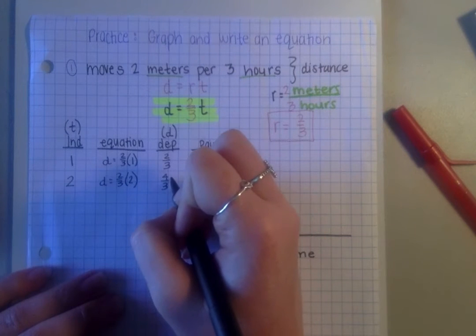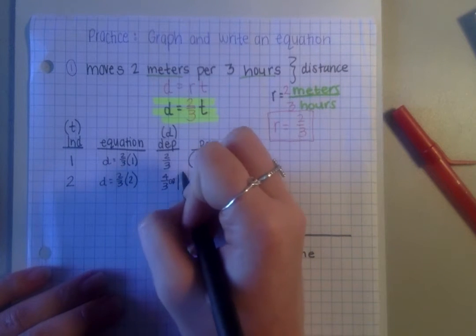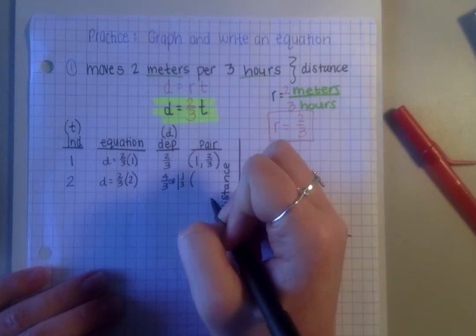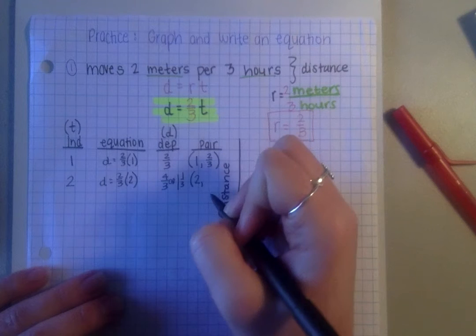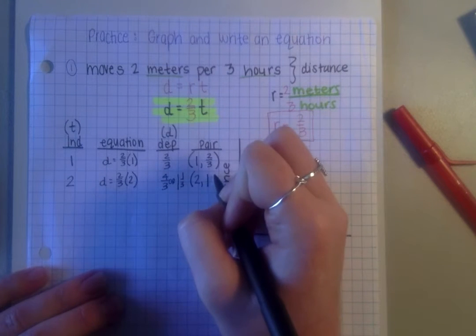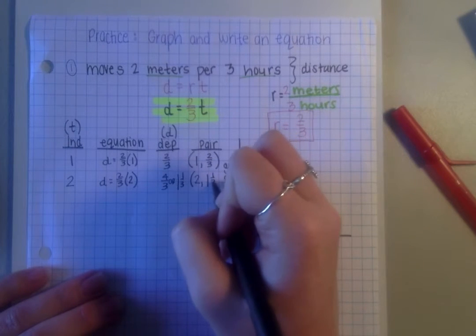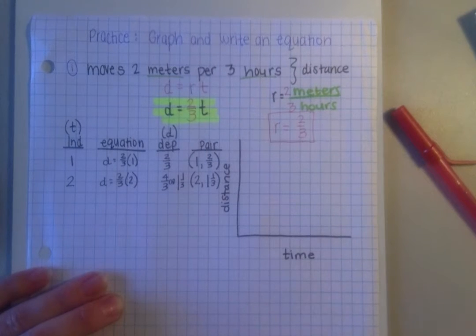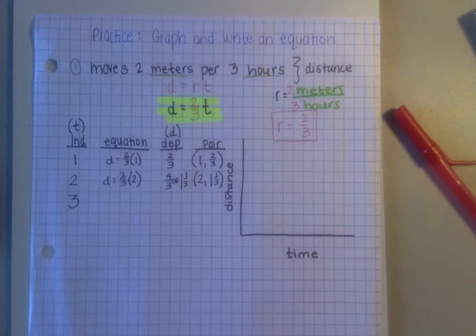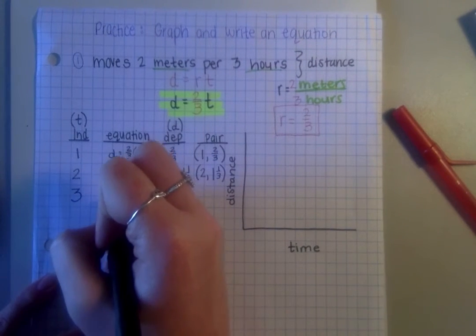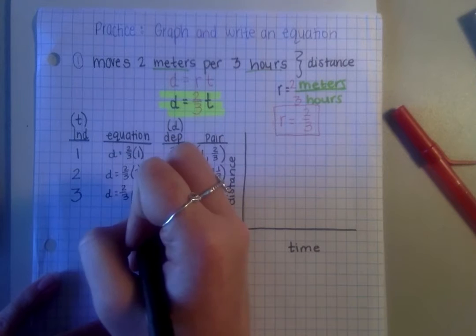So I'll put 1 1/3. So then my ordered pair, I can say if I go 2 hours, then I go a distance of 1 1/3 meters. And let's say I go 3 hours, well, then my distance will equal 2/3 times 3 hours.